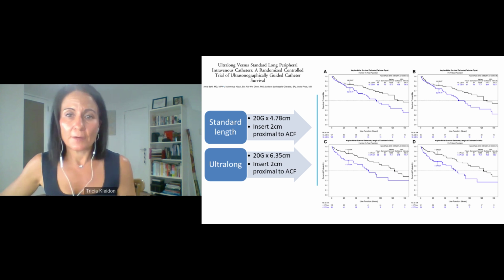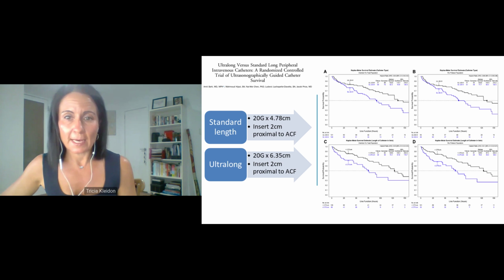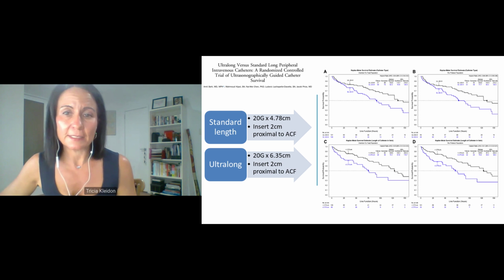So the median survival of the long catheter was 136 hours or 5 days. And this was compared to 92 hours or 4 days duration of the standard length PIVC. So this provided a difference of 44 hours. And these results are in the intention to treat analysis. But if you look at figure B, these were the protocol analysis, and the results were similar.